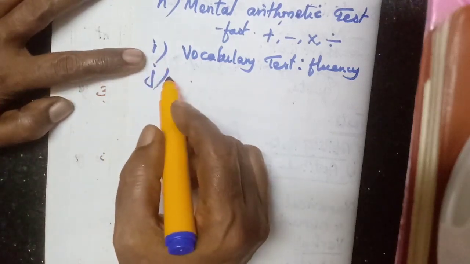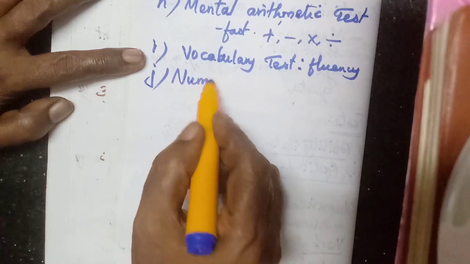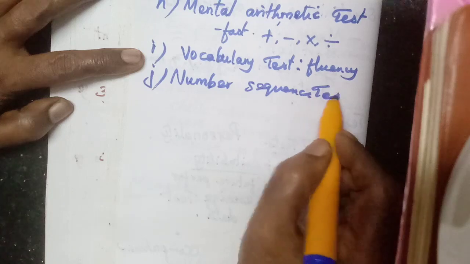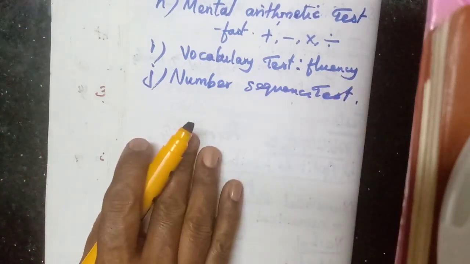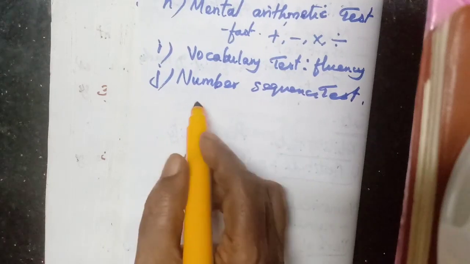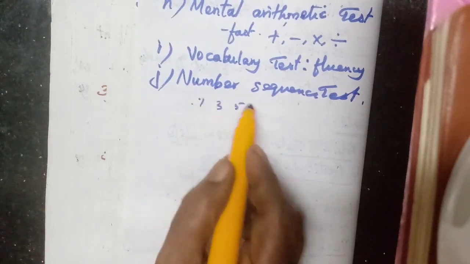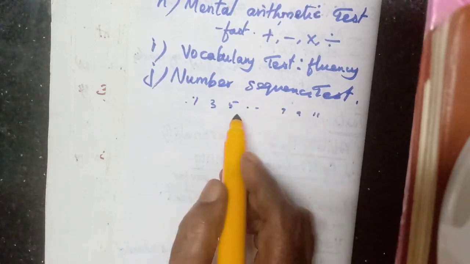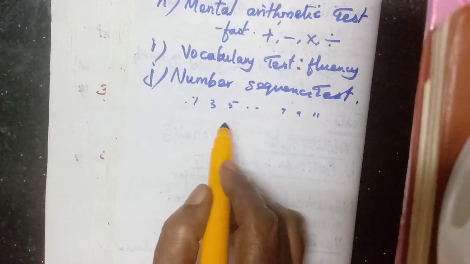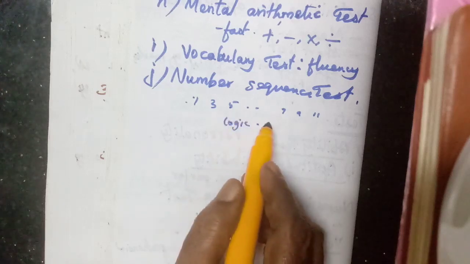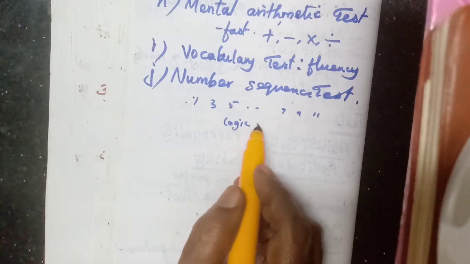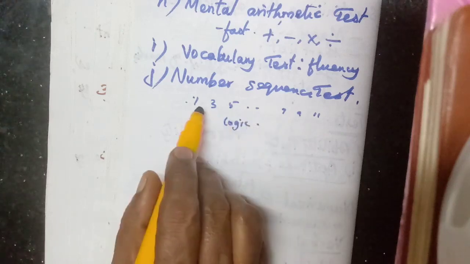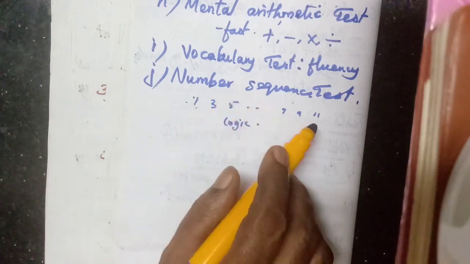Then number sequence test. Here they will give some pattern. The numbers may be 1, 3, 5, then what is the next, 7, 9, 11, like that. The logic of that sequence they have to understand, and fill up the sequence. They have to understand the pattern. That is called the number sequence test.